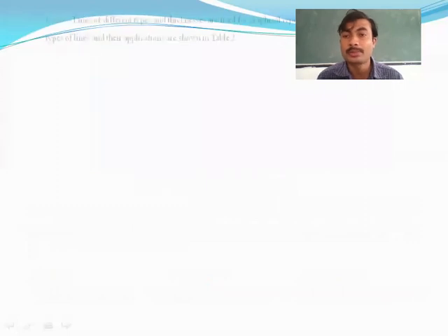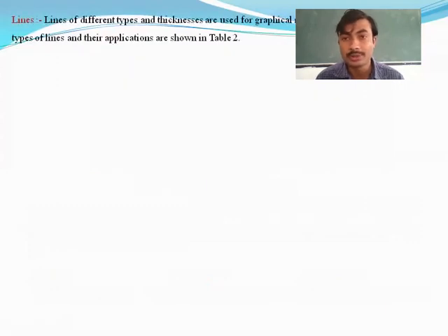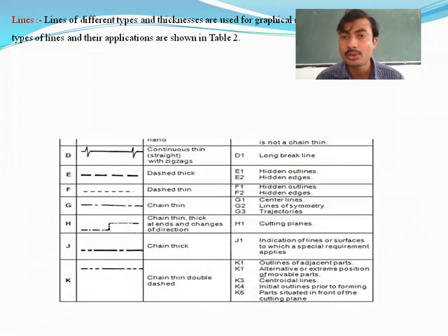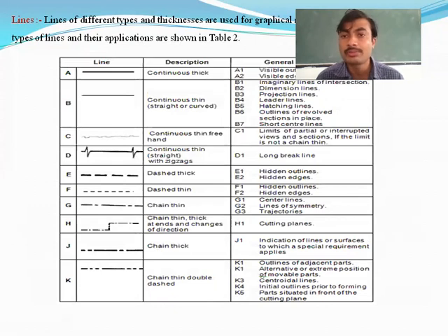The next part is types of lines. Very, very important. All the engineers should have the knowledge about the types of lines. Okay. Here I'm going to show you the table. The table is going to play an important role. Each and every engineer must be aware of these types of lines. The first column is line category. The second one is description. The third one is general application.